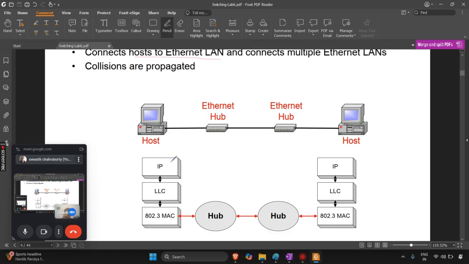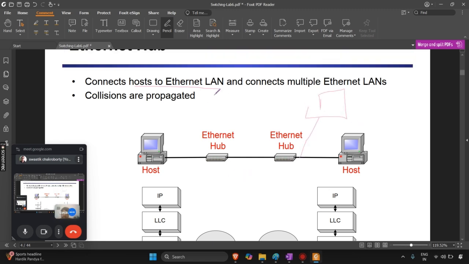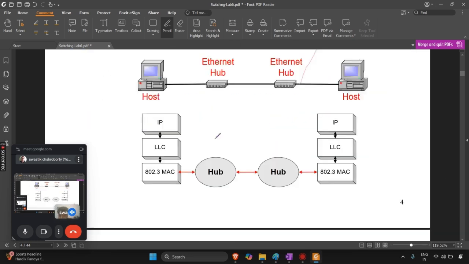Through IP, LLC, and MAC, and through the hub it will connect to another host. There may be another host here. These hosts are all connected via hubs to the LAN. So this is how you are connected to the LAN. It connects hosts to the Ethernet LAN, and that is the job of the hub.